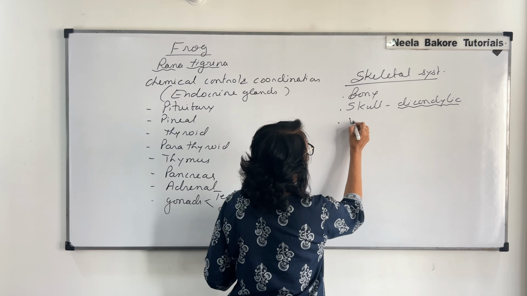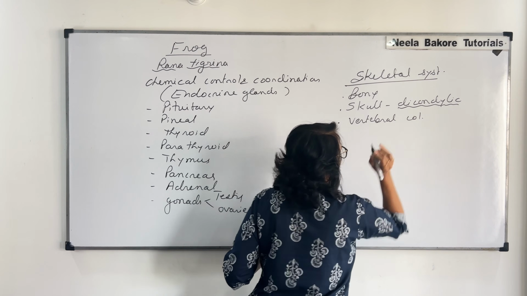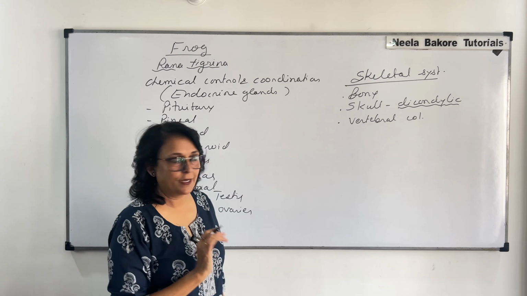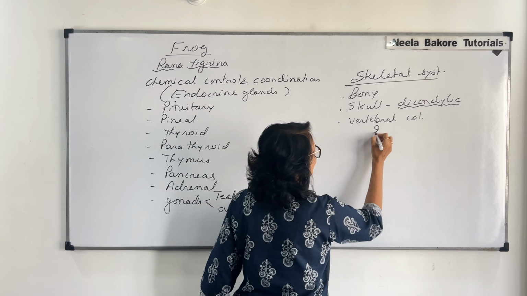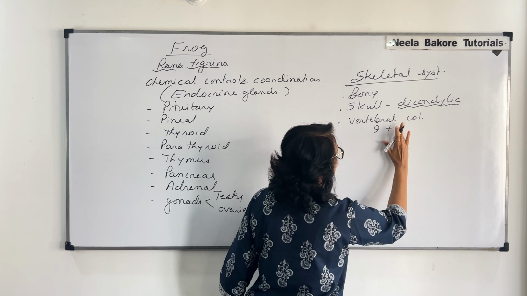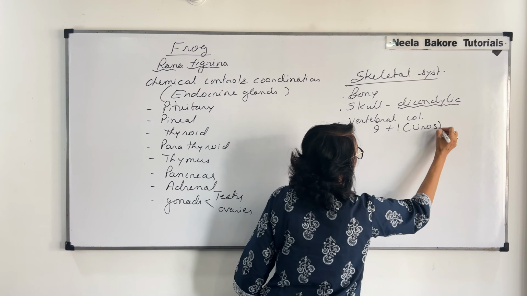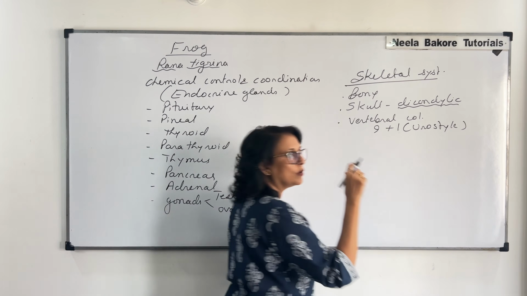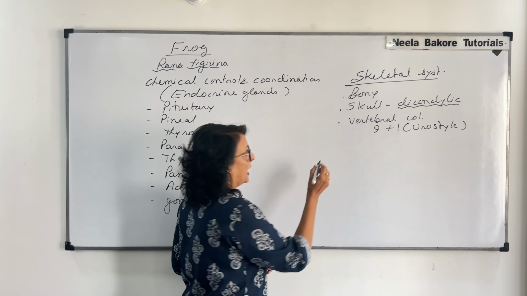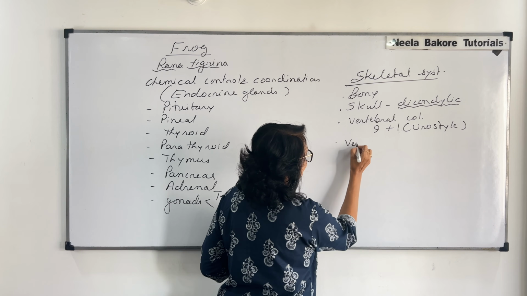Then let us come to vertebral column. There are total 10 vertebrae, but we write them as 9 plus 1. This 1 is known as the urostyle. So 1, which is called the urostyle. It is a long vertebra and these vertebrae are procoelous.